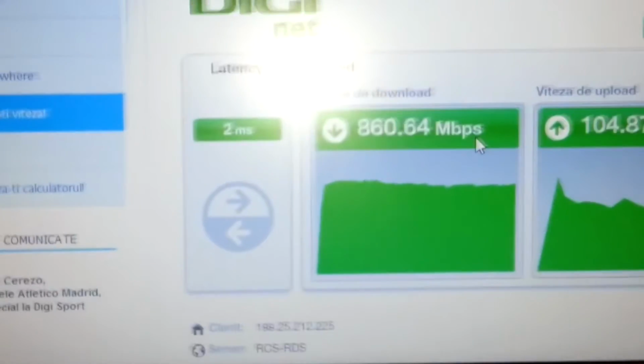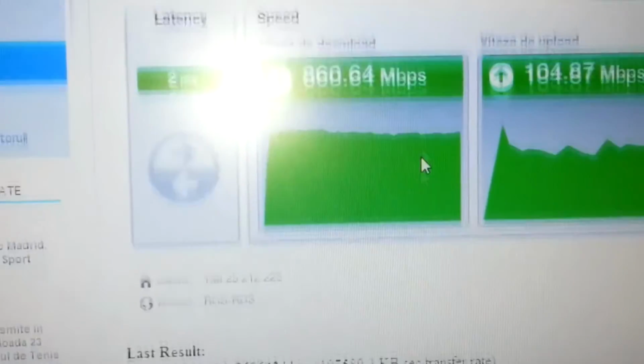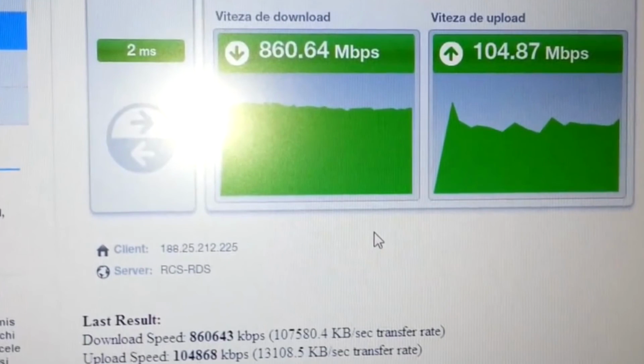So now let's see the final results. As you can see, guys, we got 107 megabytes per second, divided by 8. So it's pretty impressive. It's pretty awesome to have a gigabit internet speed. At the upload speed we have 13 megabytes per second. So it's pretty awesome. The latency is only 2 milliseconds.